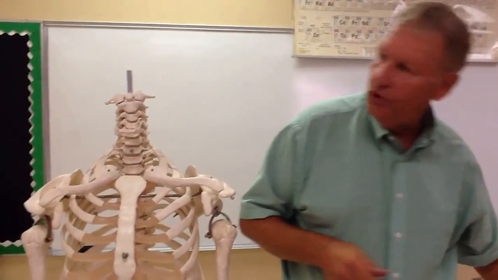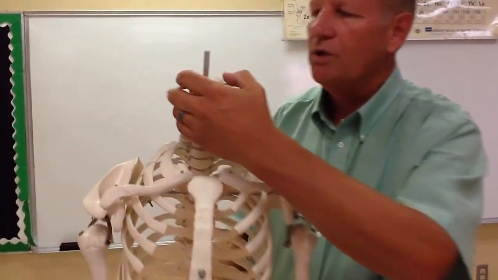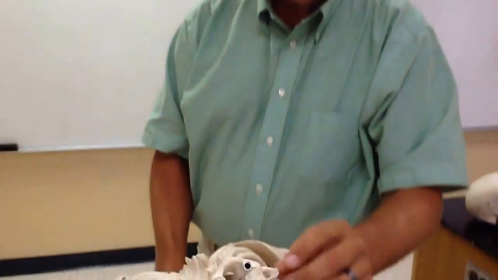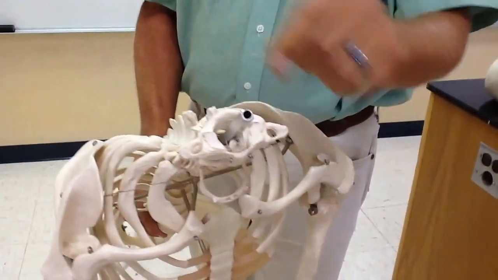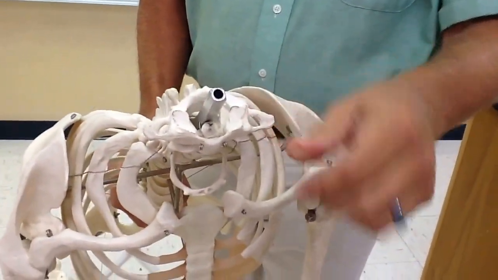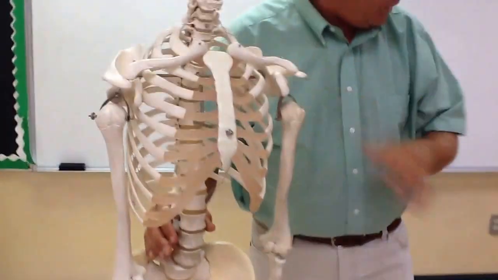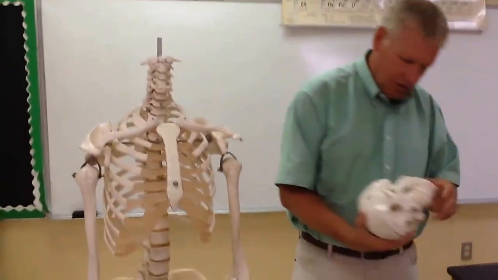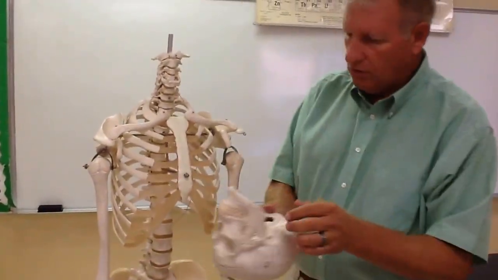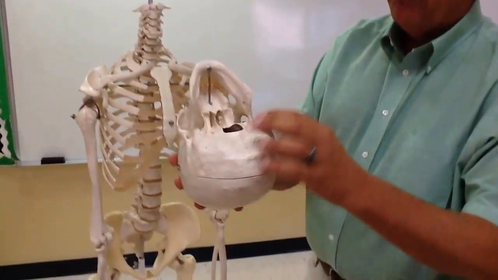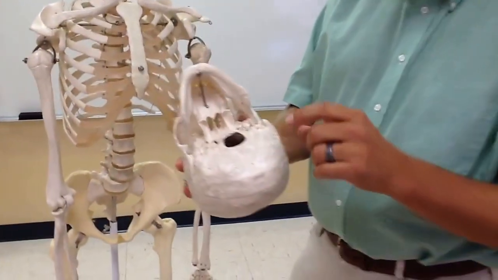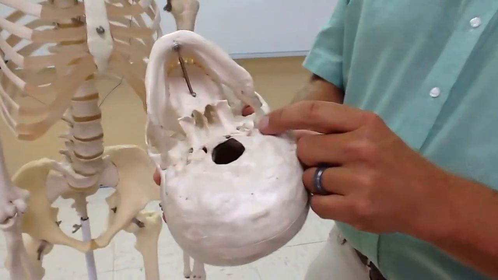So on the atlas vertebrae, we have something really interesting, and we have two little holes right here. Now that's kind of cool, because as the skull fits on there, we find that, and once again, it's just amazing.